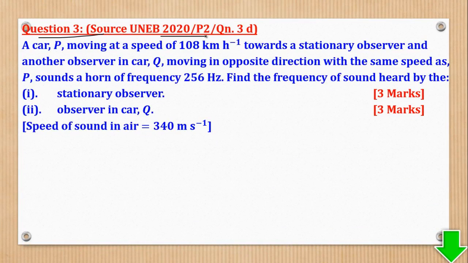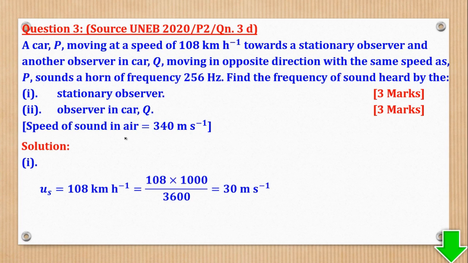Question 3 came from U.A.C.E 2020 paper 2, question 3D, and it says a car P moving at a speed of 108 kilometers per hour towards a stationary observer, and another observer in car 2 moving in the opposite direction with that same speed as P, sounds a horn of frequency 256. Find the frequency of sound heard by the stationary observer and the Roman 2 observer in car 2. Speed of sound in air is 340. So here still you shall make a sketch.